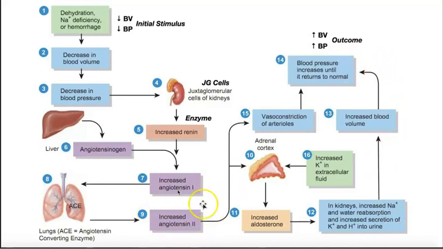The other thing that angiotensin 2 does is the vasoconstriction of arterioles. So again, as we vasoconstrict our arterioles, we're going to increase our blood resistance, which will also increase our blood pressure. So this is a nice summary slide of the whole renin-angiotensin 1, angiotensin 2 system, as well as aldosterone.